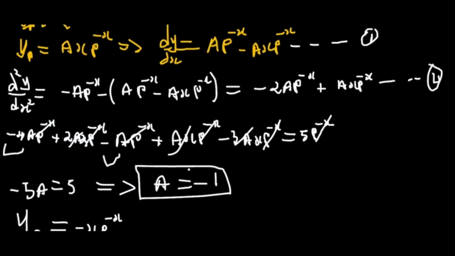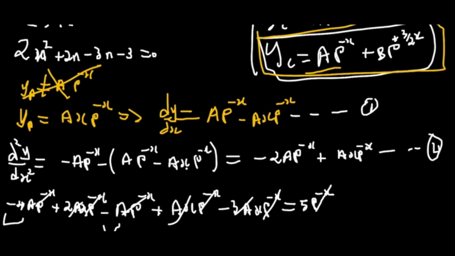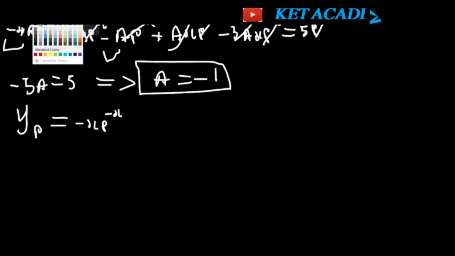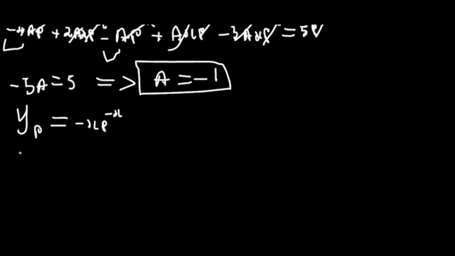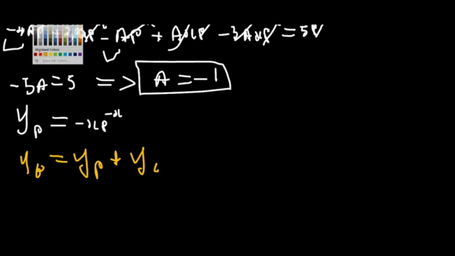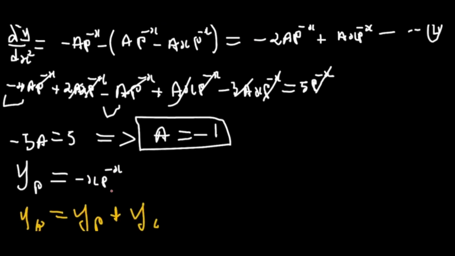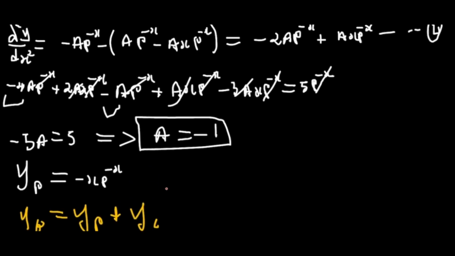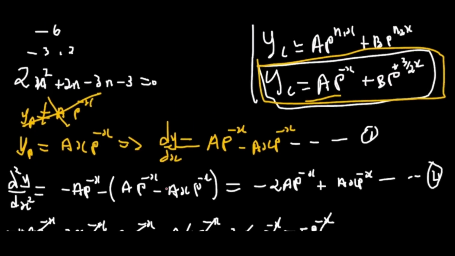Copy that. So from here our y particular will be a x e to the minus x. So now looking at this, to get our general solution, y general will simply be y particular plus y complementary. So when we substitute our value, we are going to get y general to be equal to our particular solution, minus x e to the minus x. Now our complementary solution, as we saw, is a e to the minus x.